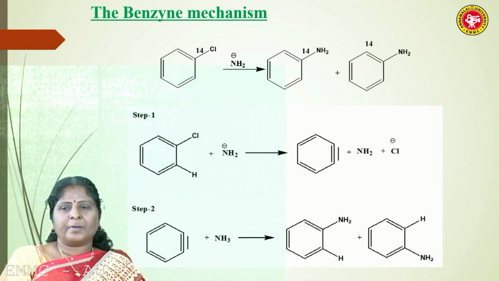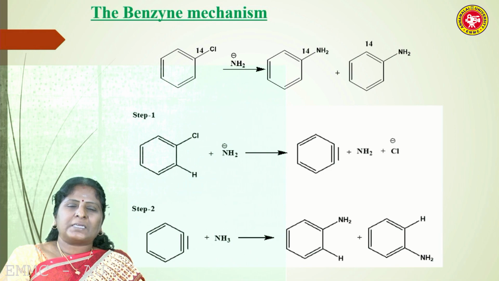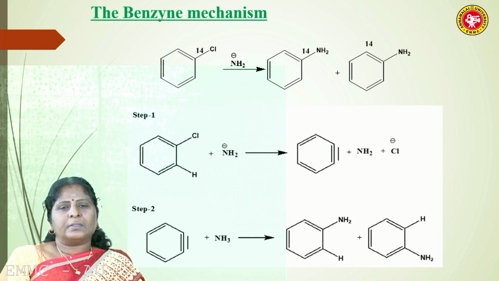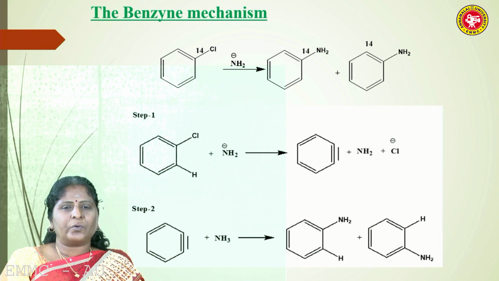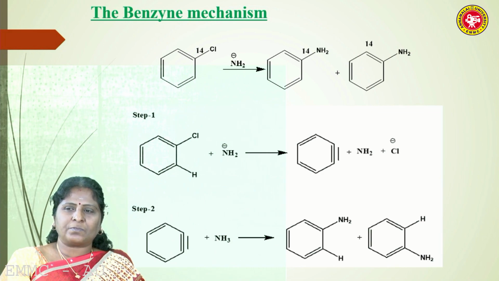Then the next important mechanism, the benzyne mechanism. Usually for nucleophilic substitution reactions to occur, activated substrates like aryl triflates or diazonium salts are very important. But some of the aryl halides are also found to undergo nucleophilic substitution reactions. For example, chlorobenzene in the presence of sodamide is found to give two different products. Actually, if there is no labeled carbon, we couldn't find out whether two products actually formed or not.